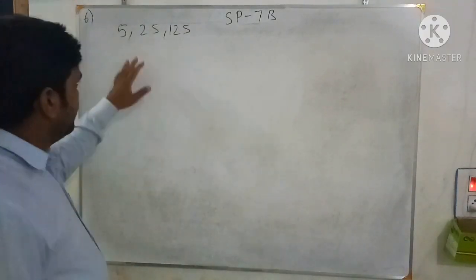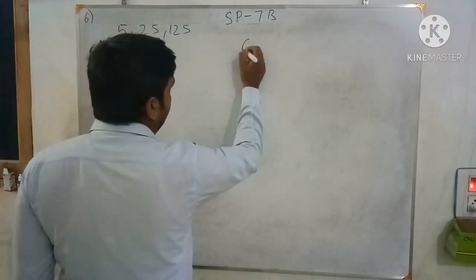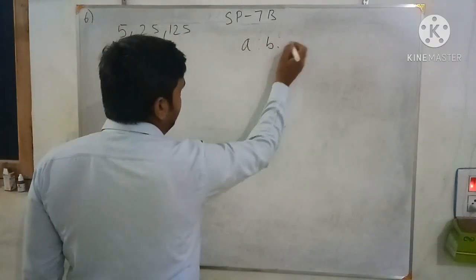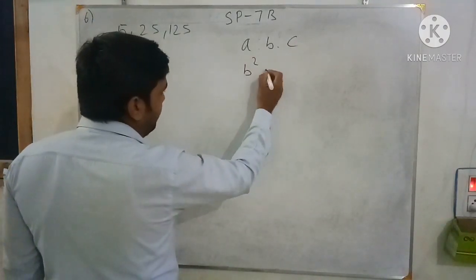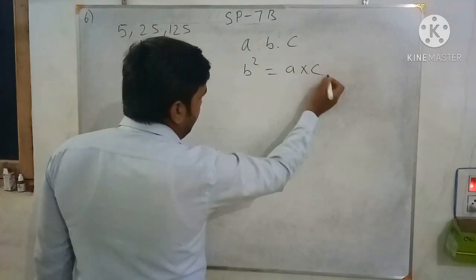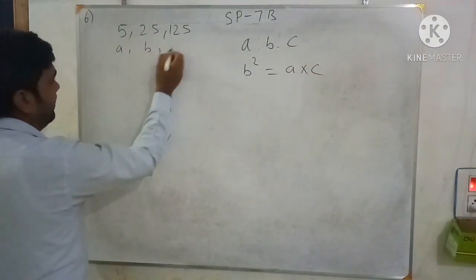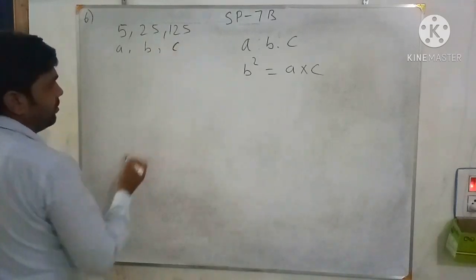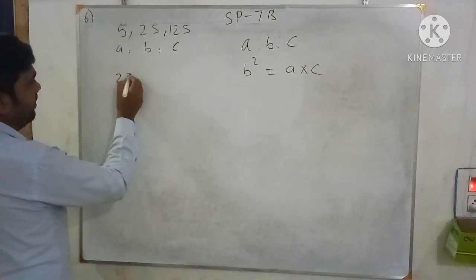To show that it is in continued proportion, if the numbers are in the form a is to b is to c, the continued proportion says that b square is equal to a into c. So first we take this number as a, this as b and this as c. First we find the square of the middle number, b square.